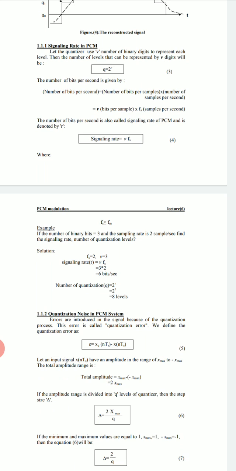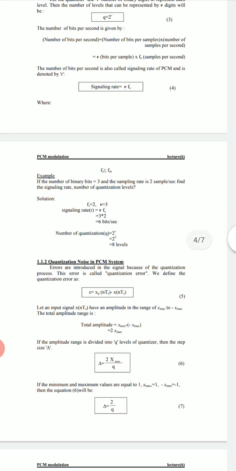Now you are supposed to find the number of quantization levels, that is Q. What is the formula? Q equal to 2 raised to V. V is 3, so you take 2 raised to 3. 2 raised to 3 is 2 into 2 is 4, 4 into 2 is 8. So you will get 8 levels. So the number of quantization levels Q equal to 8.